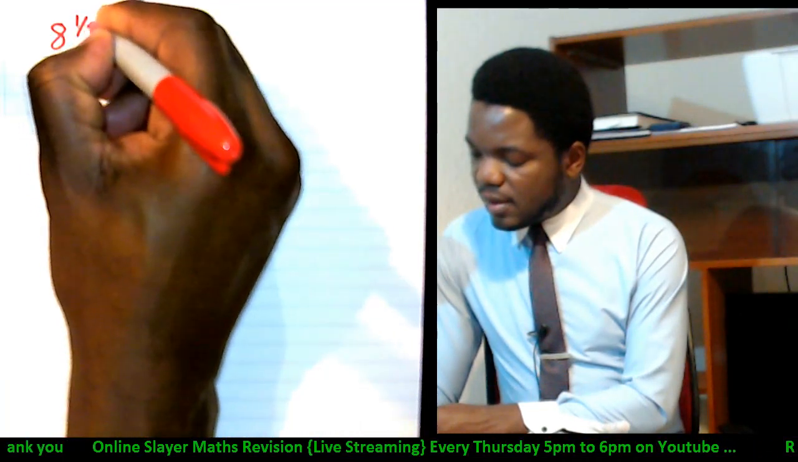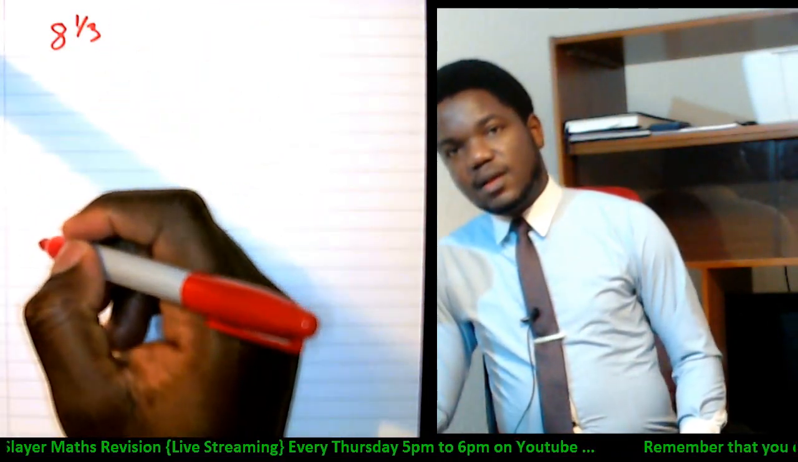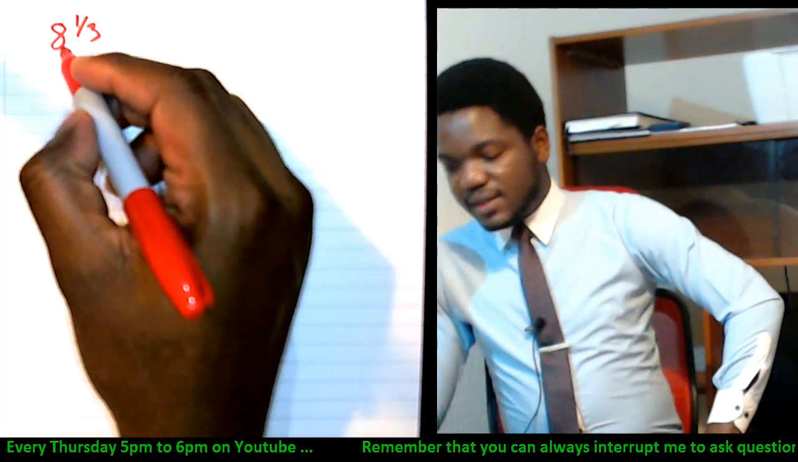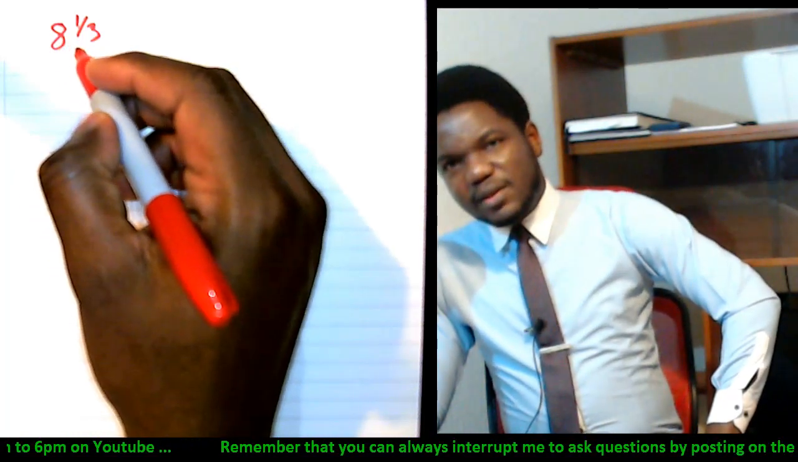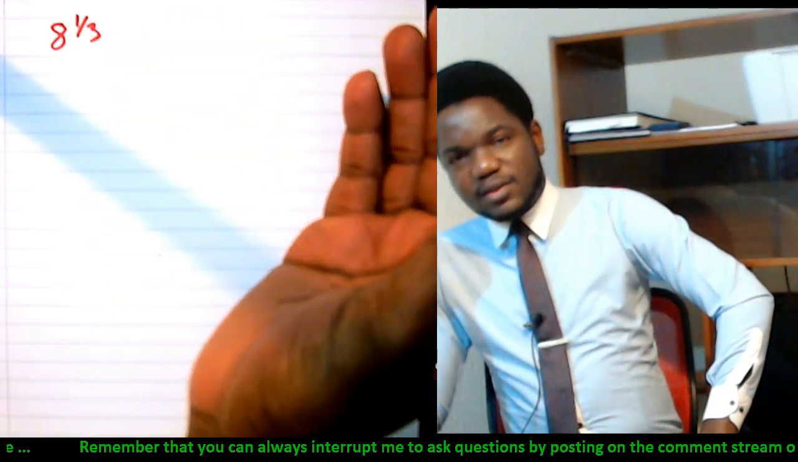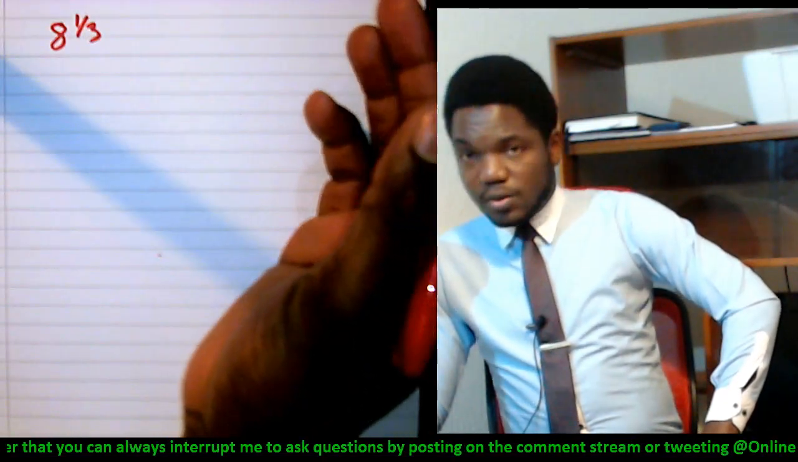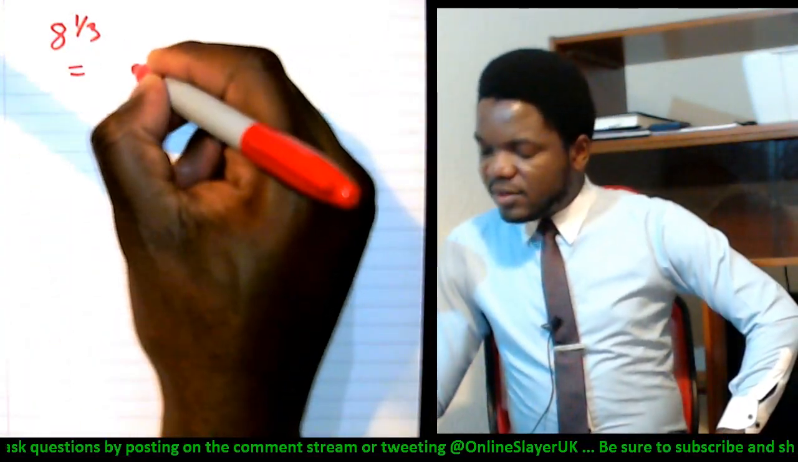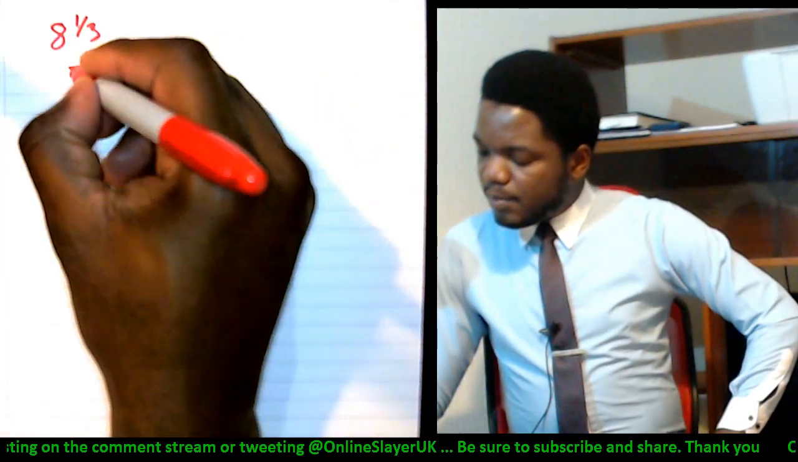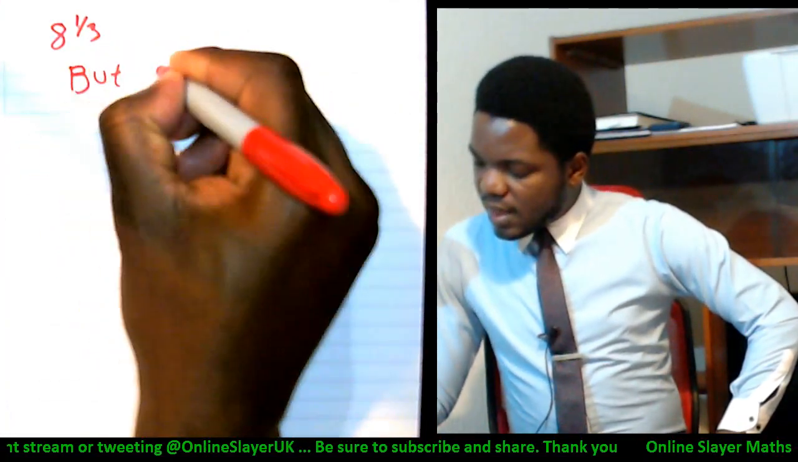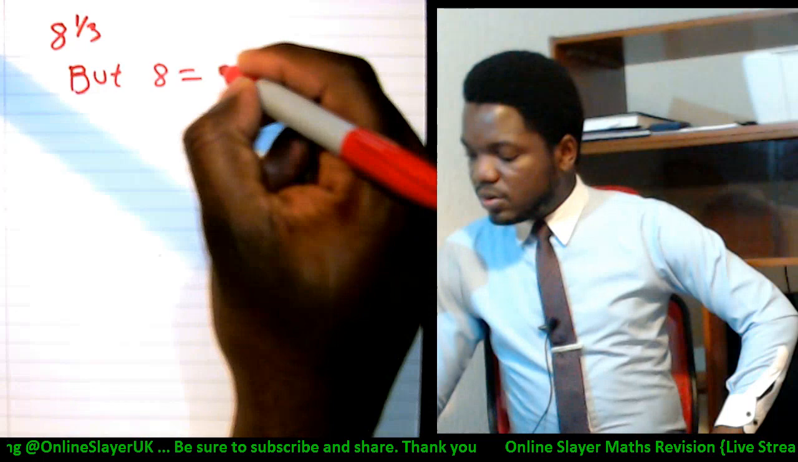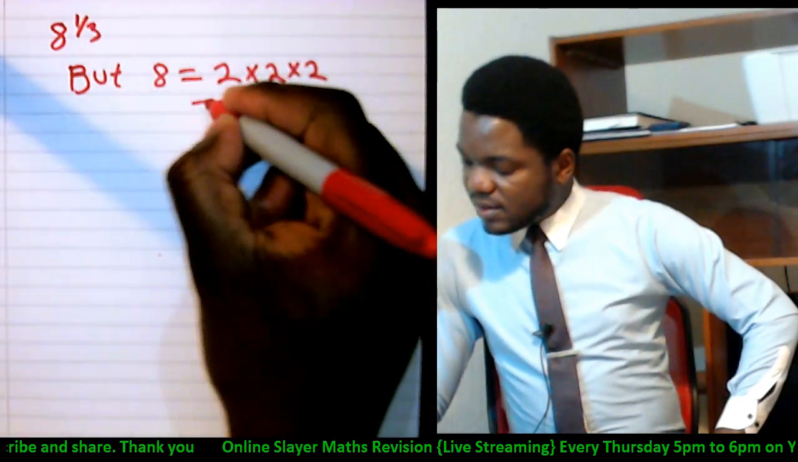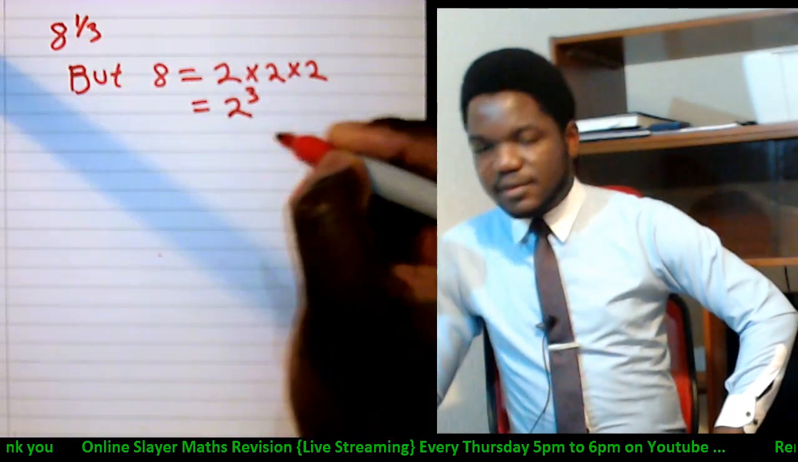8 to the power 1 over 3. Now, we all know the cube root of 8 is 2, right? But how do you think you can show that mathematically? Are you just going to say, well, I know it's 2? No. What you're going to say is that this is equal to 8 to the power 1 over 3. But 8 is equal to 2 times 2 times 2, which is equal to 2 to the power 3.